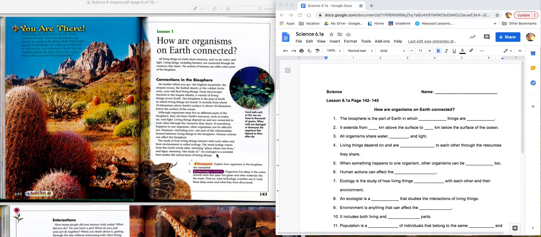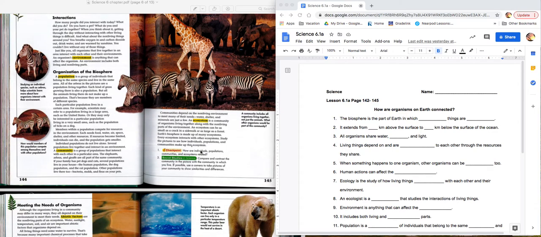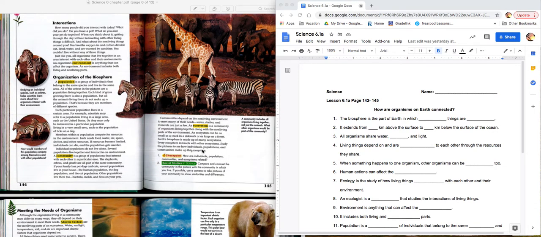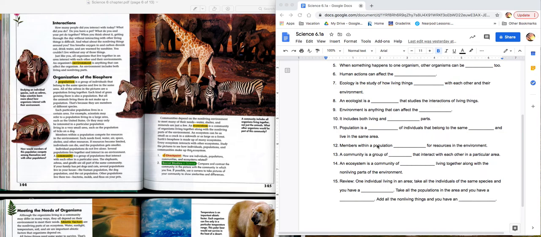So an ecologist is a scientist, number 8, that studies the interaction of living things. So we want to know, how does the snake here get along in its desert condition? That's ecology. If I want to do that for a living, I'm an ecologist. Awesome. Moving on to the next page in your fantastic science book, looking for number 9 in your notes. How many people did you interact with today?